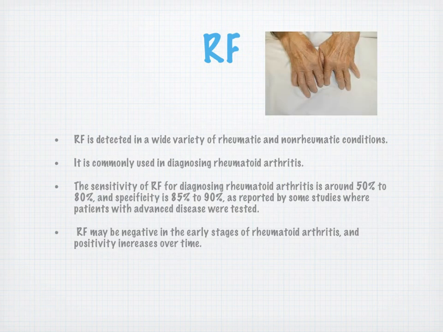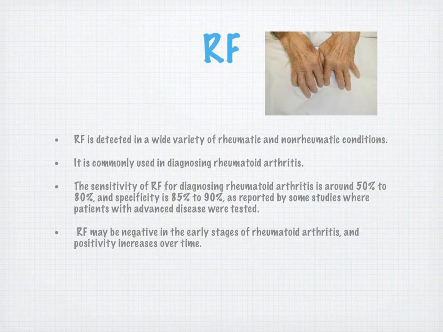So what about the rheumatoid factor? We've talked about ANAs, we've talked about acute phase proteins, at least the ESR and the CRP, so now let's look at rheumatoid factor. Well, rheumatoid factor is detected in a wide variety of rheumatic as well as non-rheumatic conditions, so it's commonly used in diagnosing rheumatoid arthritis.